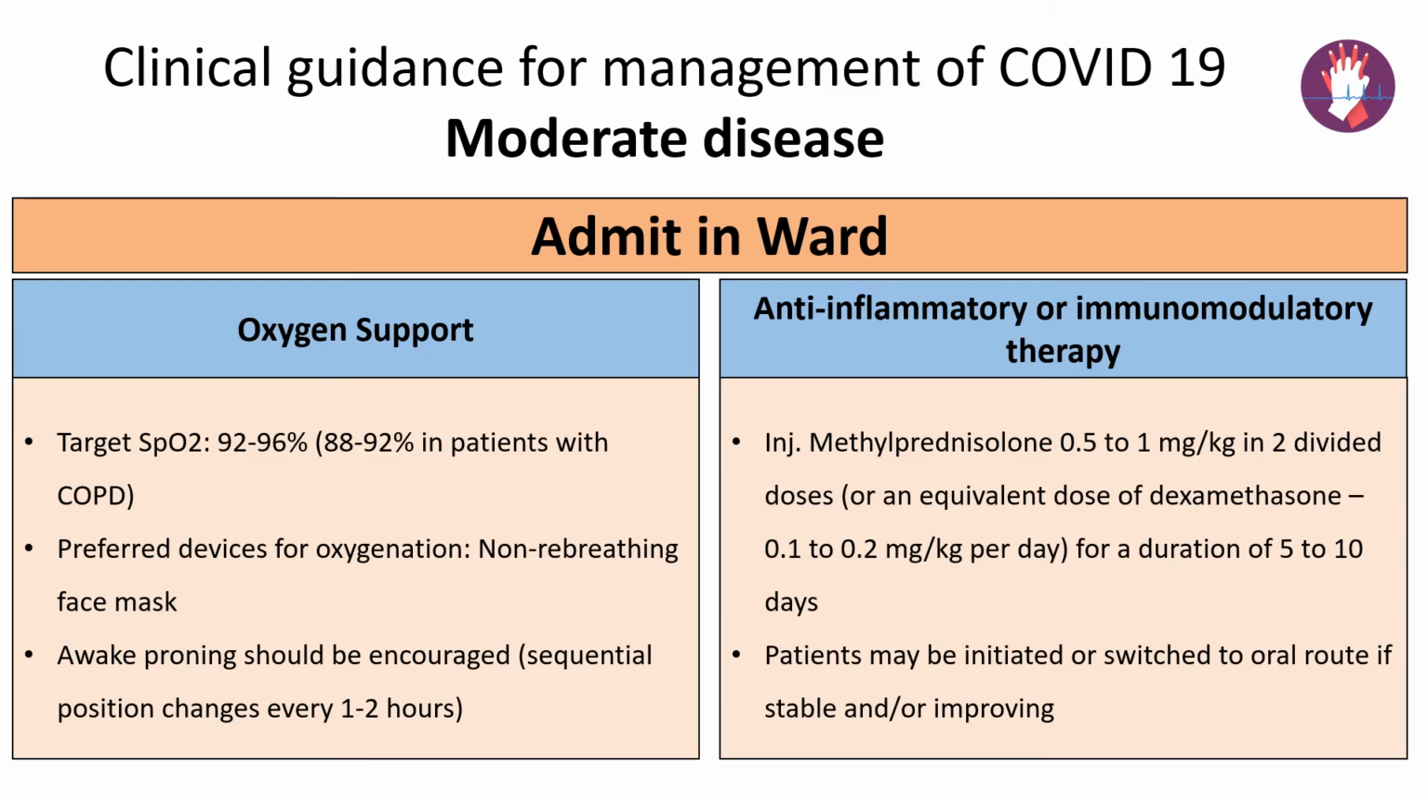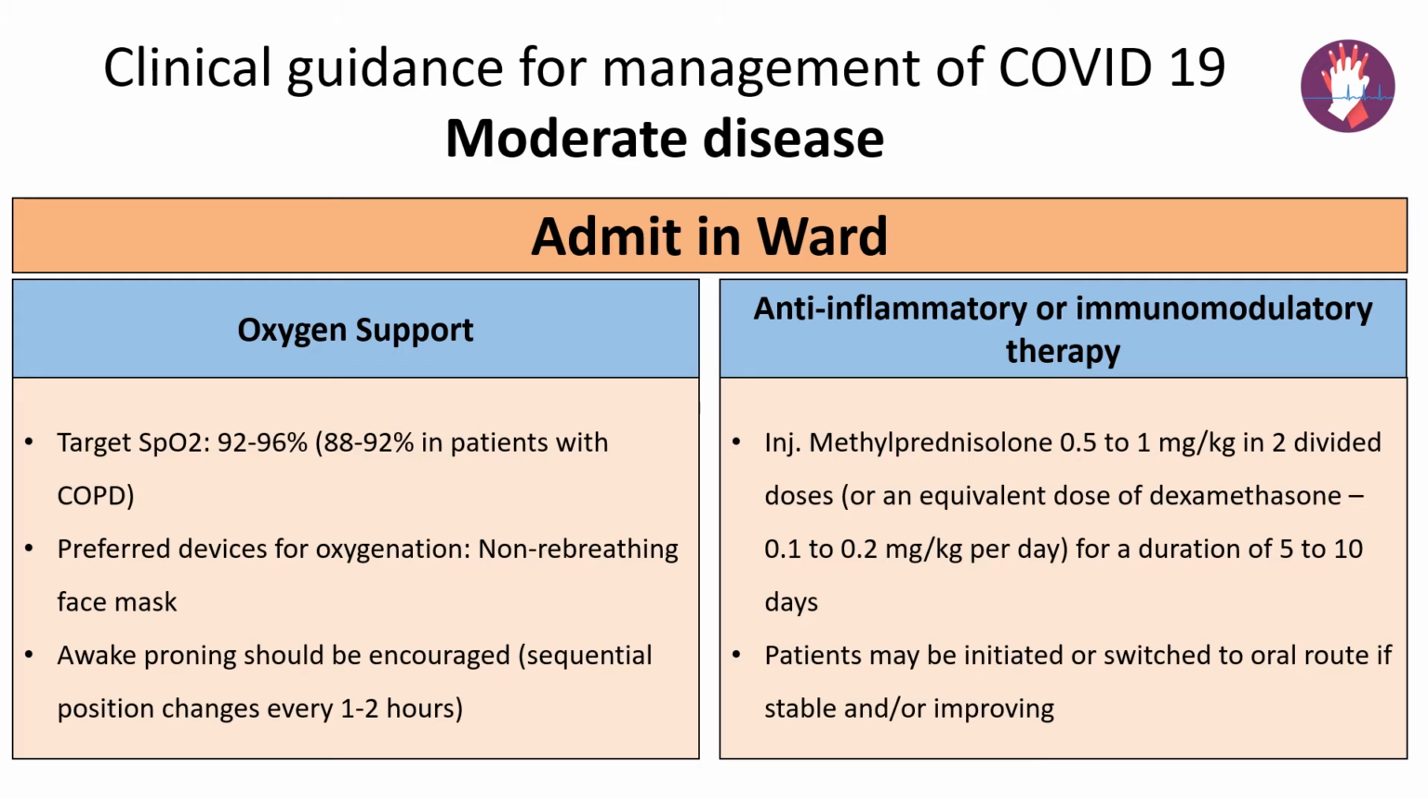Now, what is proning, and how to do it both in ICU as well as non-ICU patients, is covered in our respiratory rehabilitation slide set. We also could start them on anti-inflammatory or immunomodulatory therapy. So here we'll be going into systemic steroid injections, so either methylprednisolone or dexamethasone.